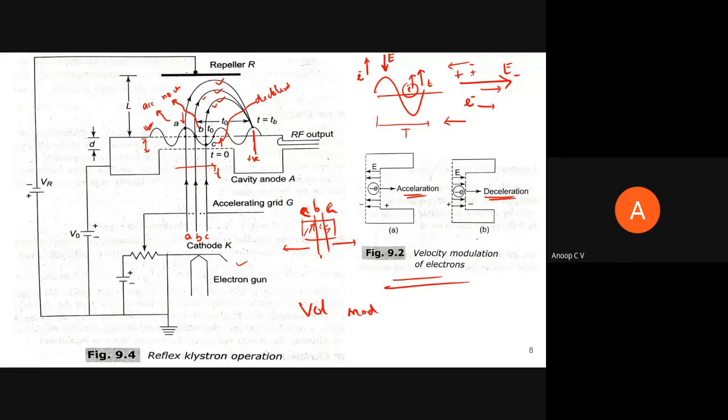I'll tell. At a positive peak, the electric field is directed downwards, right? Electric field is directed downwards, and all these electrons are moving downwards. So then what will happen to all these electrons? This is the case, right? Electric field is downwards and electrons are also moving downwards.